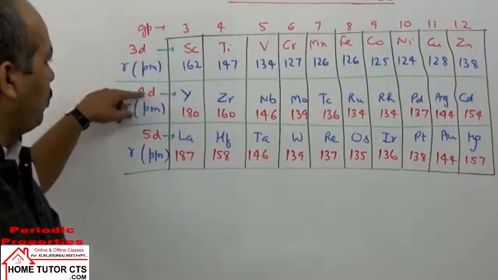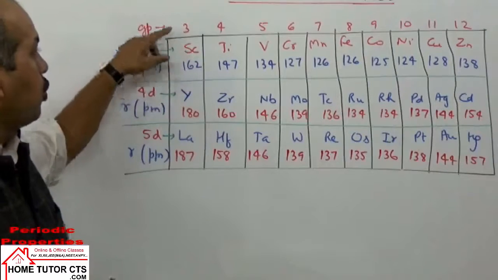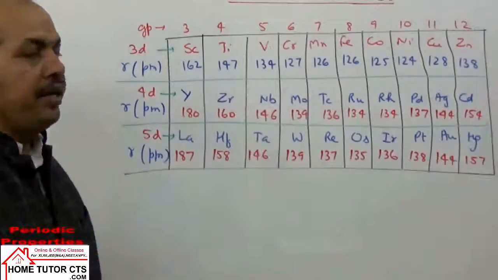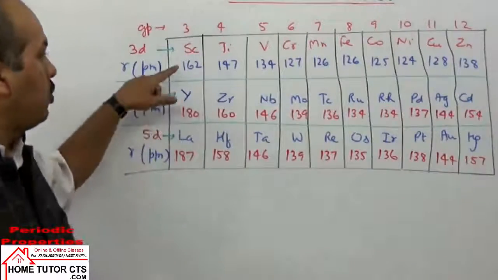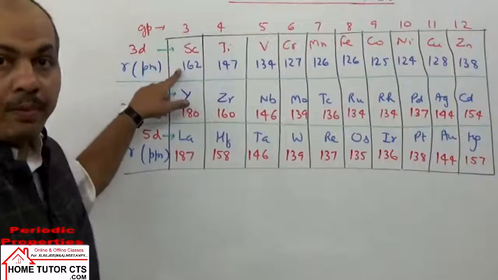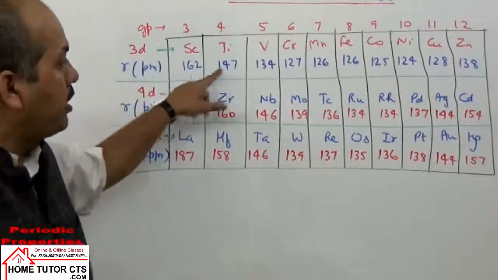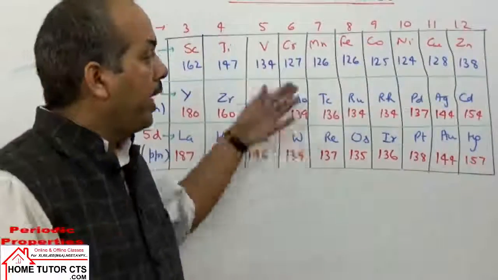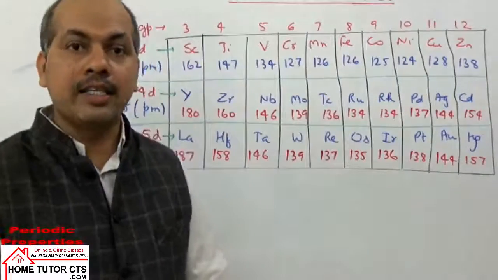After 3d we have 4d, means in this case it is group number 3 4 5 6 7 8 9 10 11 12. We already described right now कि on moving along the period, size of element decreases up to middle, then for next few elements size is almost constant, and for last 2 3 elements size increases.